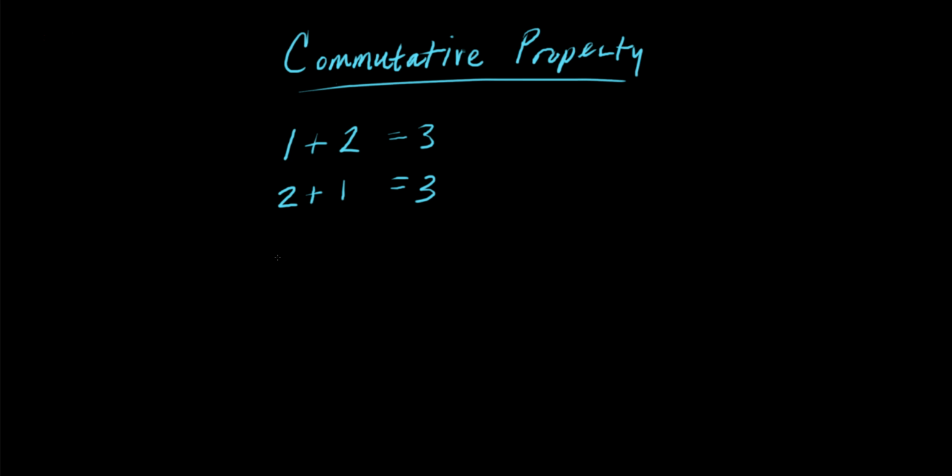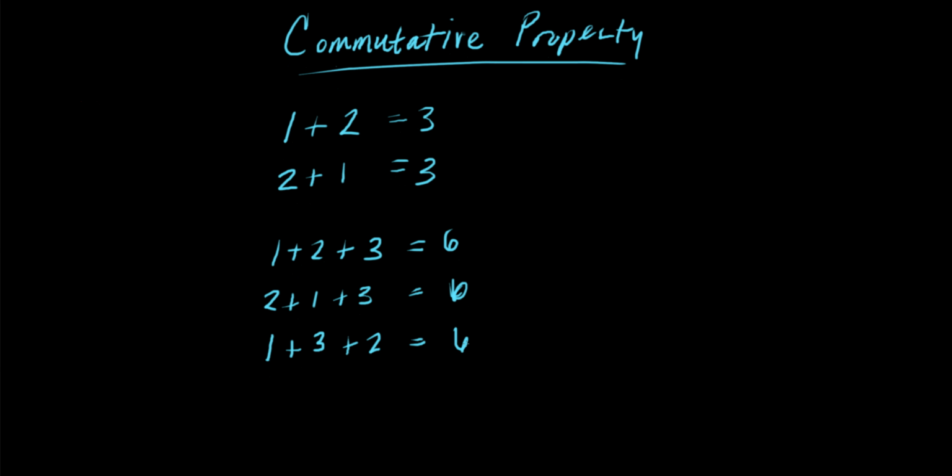Okay, what if we had 1 plus 2 plus 3? Well, 1 plus 2 is 3, plus 3 is 6. What if we had 2 plus 1 plus 3? Well, 2 plus 1 is 3, plus 3 is still 6. Okay, what if we had 1 plus 3 plus 2? Well, 1 plus 3 is 4. 4 plus 2 is 6. And I hope you get the idea.